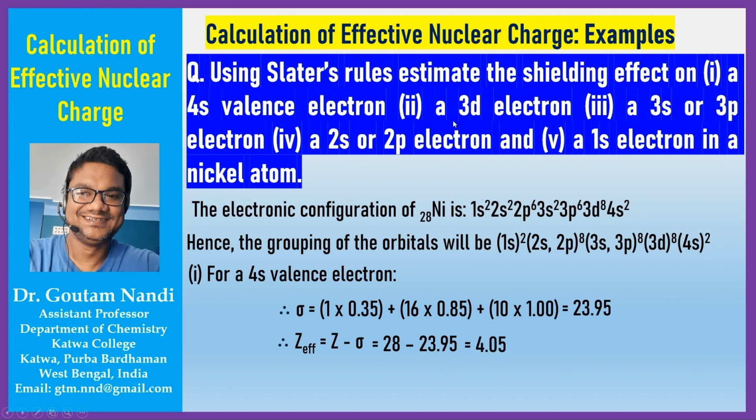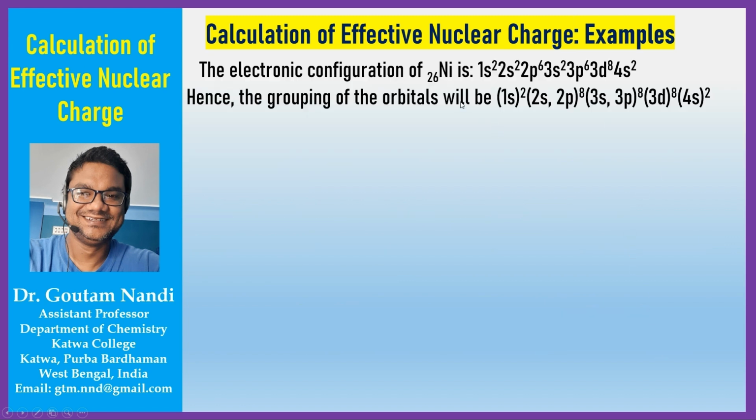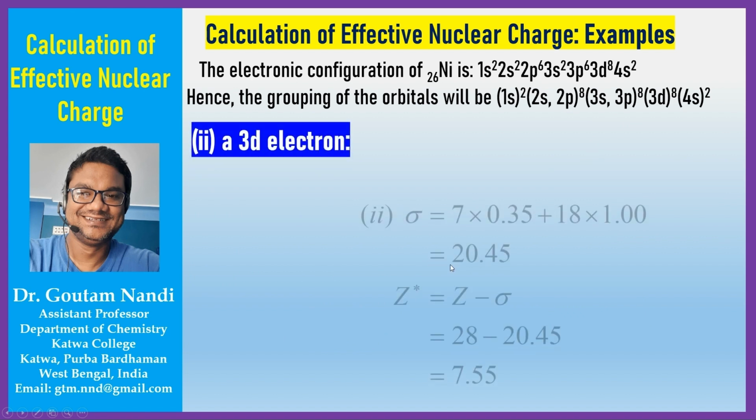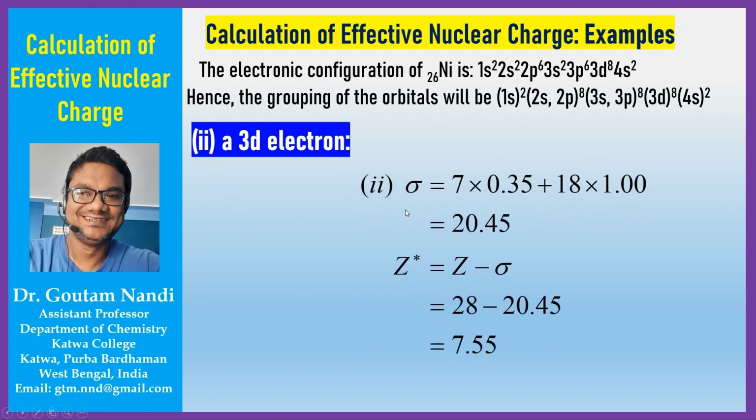Okay, now the second one, a 3d electron. This electronic configuration and grouping will be common. So now let's see this one. For the 3d electron, the grouping was 3d8. So 7 electrons are left. So those 7 will contribute 0.35, and all others, meaning 8 plus 8 plus 2, that is 18 electrons, will contribute 1.00. This was rule number 6, the last one.